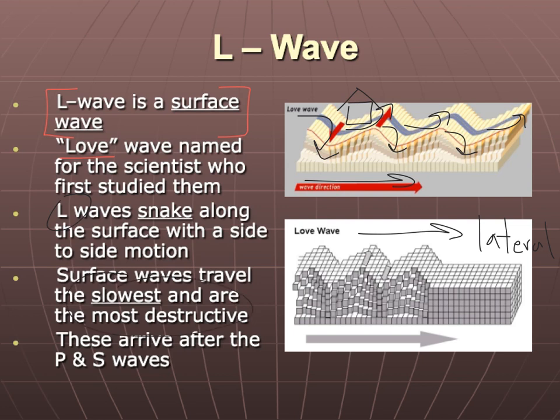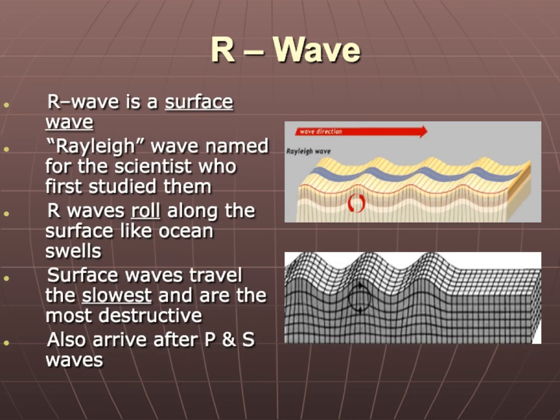Surface waves travel the slowest, and therefore they're going to cause significant damage, and they always arrive after the P and S waves. Another type of surface wave, the second type that is very destructive, is the R wave, the Rayleigh wave, named for the first scientist to study them. And again, letter association. As the wave is propagating along this way, the particle motion is rolling along. Again, not particularly good for buildings, parking structures, foundations, streets, things like that.